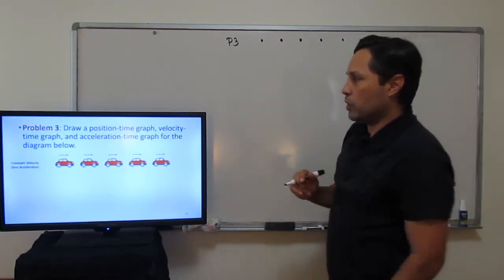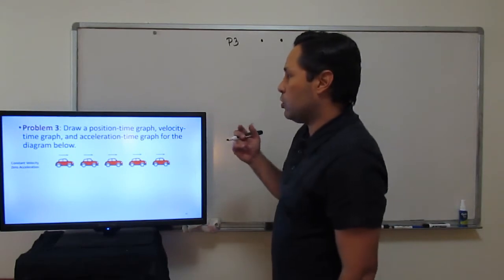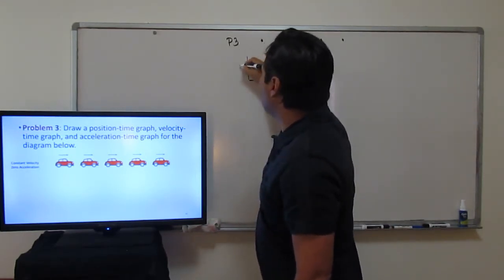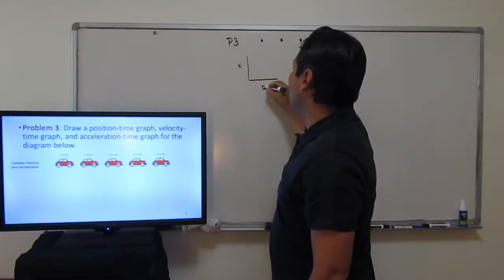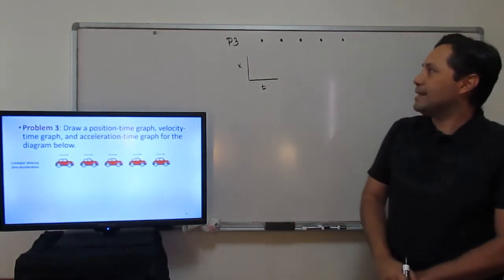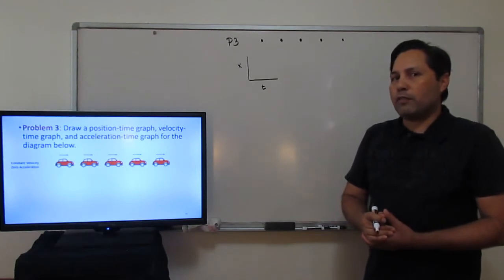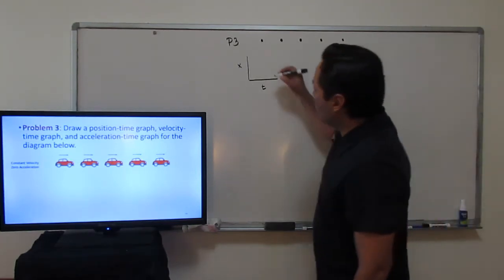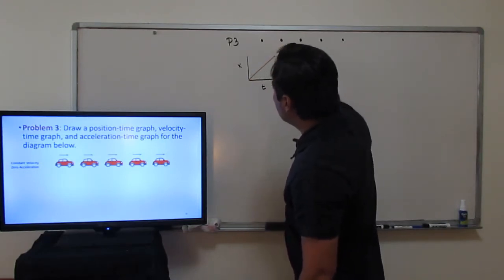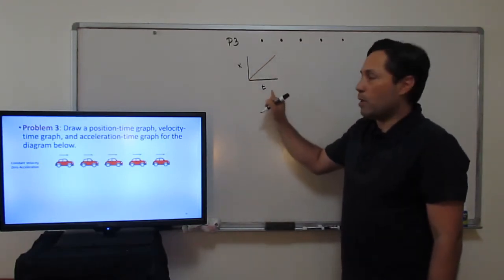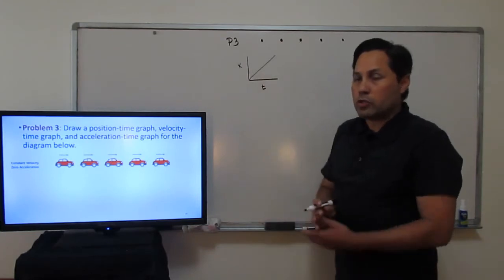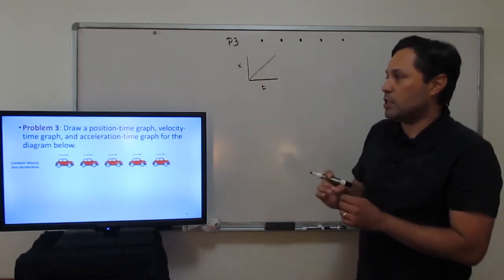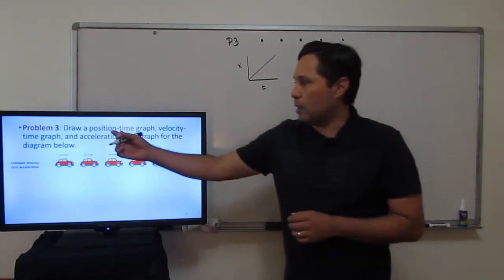So again, the first one that they want is a position time graph. In a position time graph, we're going to have x as our position and time. So what would that graph look like if the vehicle is constantly moving? Well, you would get a diagonal line, as time's going by, the vehicle is moving. So that would be your displacement time graph or position time graph.